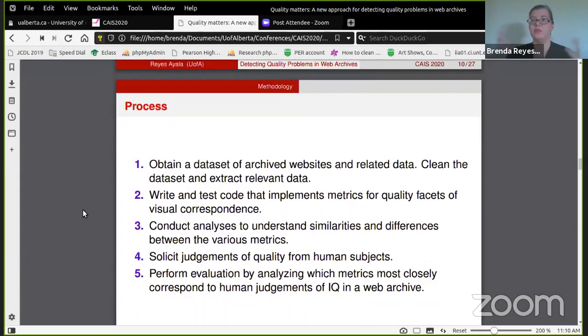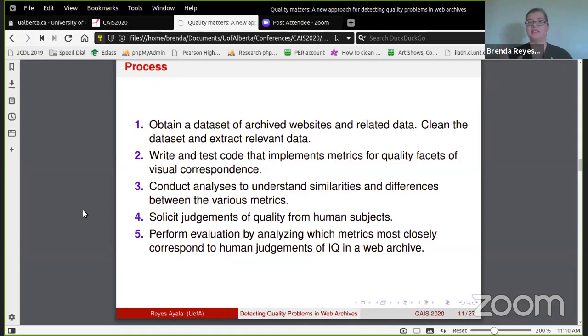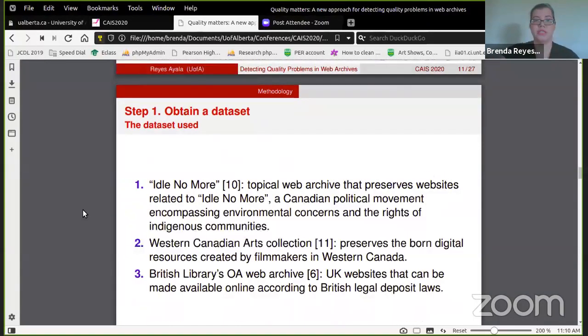Okay, so the process that we followed here was to obtain a data set of archive websites and related data, clean it and extract it. We wrote and tested code that implemented metrics for quality facets of visual correspondence. We conducted analyses to understand the similarities and differences between all of these metrics. And we solicited judgments of quality from human subjects and performed evaluation by analyzing which metrics most closely correspond to human judgments of IQ, or information quality.